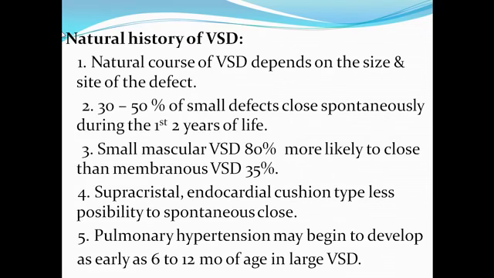There is a muscular VSD and a membranous VSD. Muscular VSD prognosis is good. Small muscular VSD, 80% more likely to close than membranous VSD, whereas membranous VSD is 35% close. Most common is membranous VSD, but prognosis is not good. Muscular VSD is not the most common, but prognosis is good.